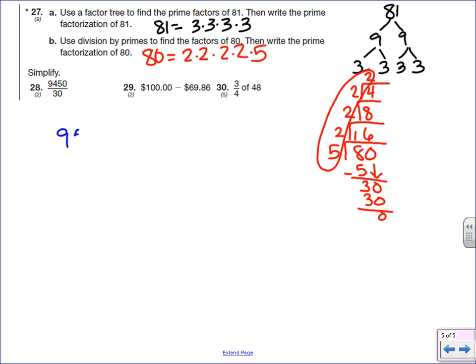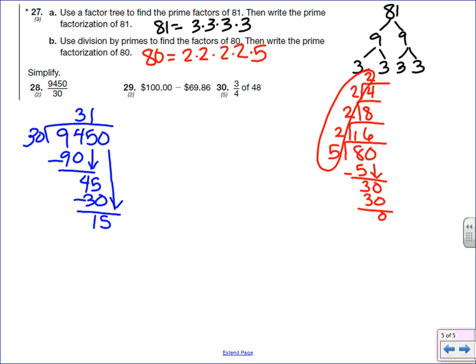9,450 divided by 30. Well, 30 goes into 9, it can't. 30 goes into 94 3 times. 3 times 30 is 90. 94 minus 90 is 4. Bring the 5 down. 30 goes into 45 once. 1 times 30 is 30. 45 minus 30 is 15. Bring the 0 down, 150. 30 goes into 150 5 times. 5 times 30 is 150. So there's no remainder.